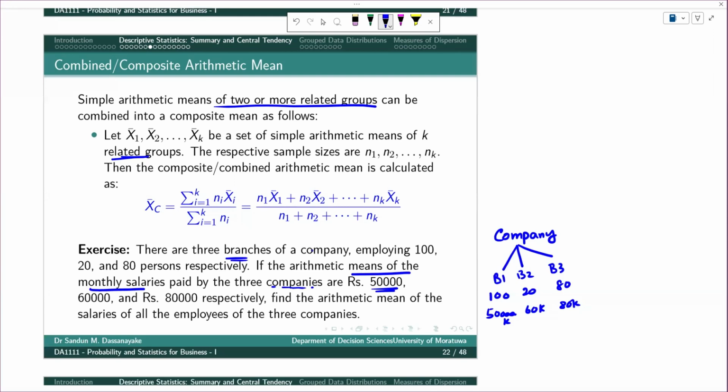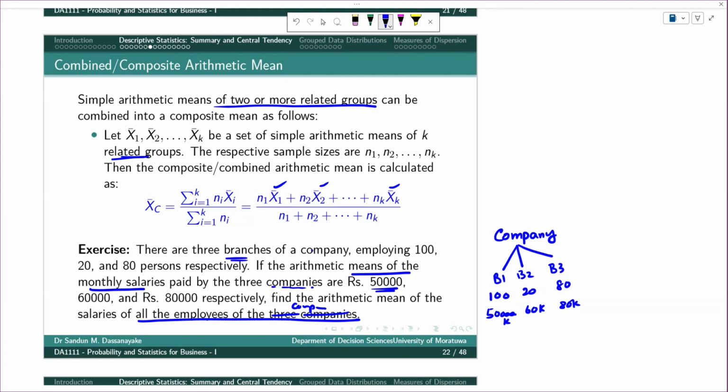Now, the idea is to find the arithmetic mean of the salaries of all the employees of the three branches, that is, of the company. That's what it says. So how do we do it? Because we have means, X bars are there. We don't know about each and every salary inside the branch, but we know the mean of it.